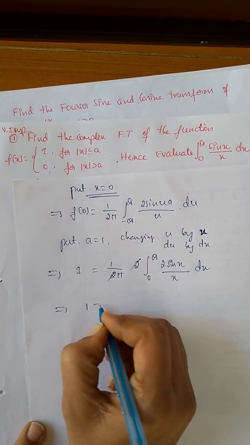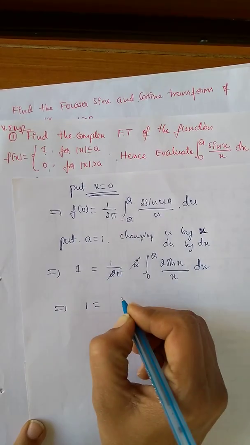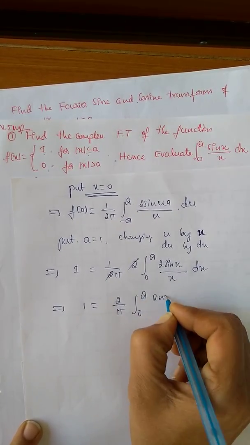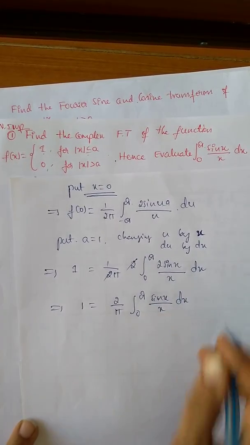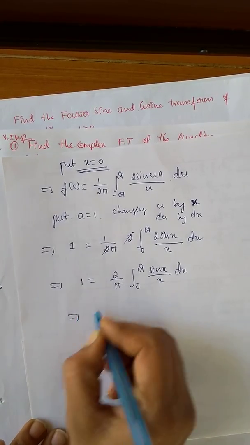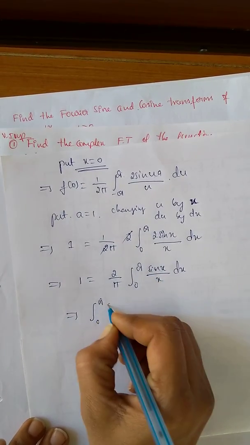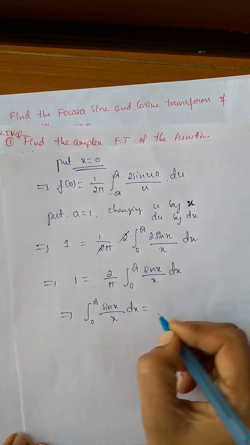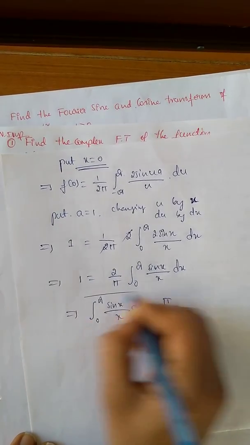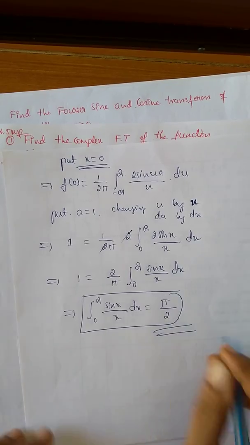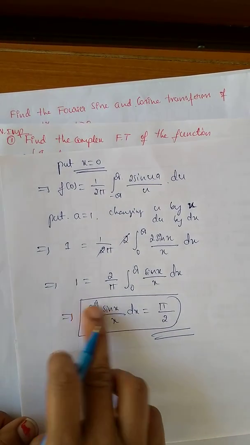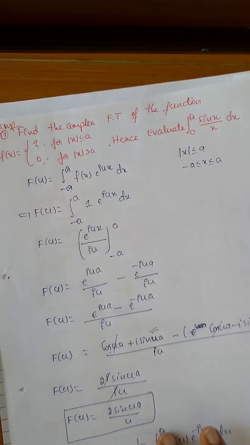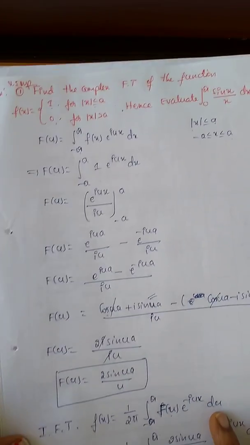Simplify this. This implies 1 is equal to 2, taking the constant outside, by 2 pi, integral from 0 to infinity of sin x by x dx. They are asking to evaluate this part, 0 to infinity sin x by x dx. This is equal to, just cross multiply the pi term and the 2 term, we get pi by 2. Okay, they are asking to evaluate 0 to infinity sin x by x dx, and we got pi by 2 as the answer. Okay students, this is the solution for the first sum.